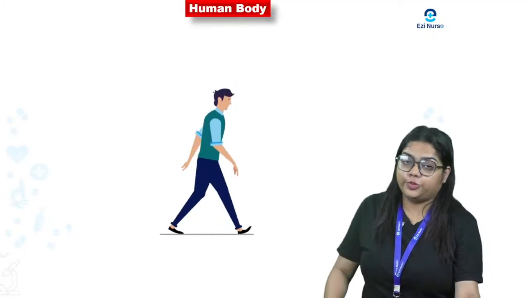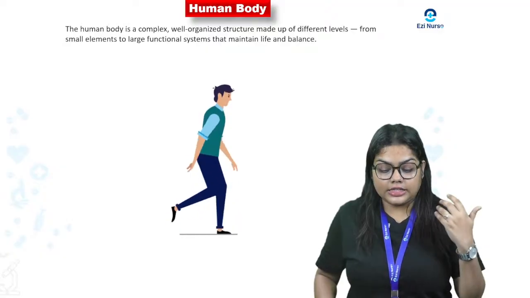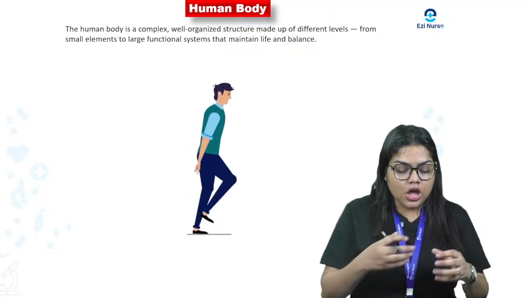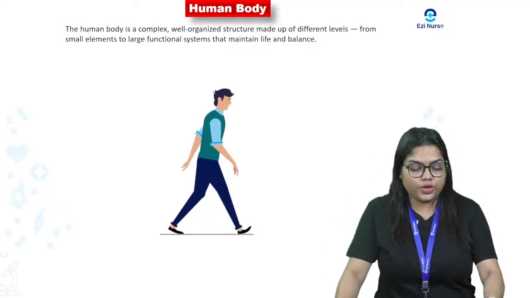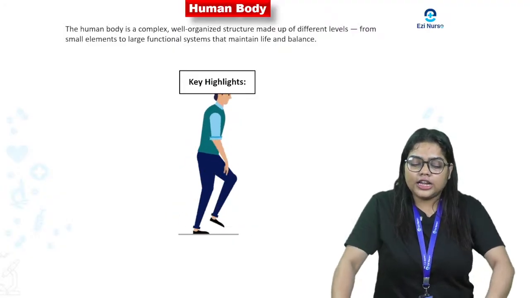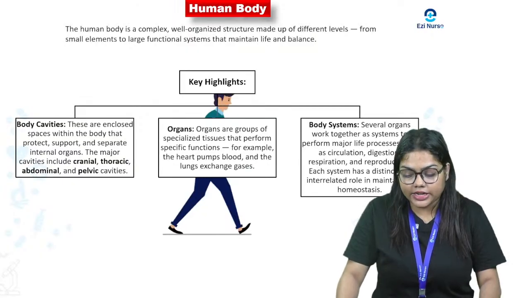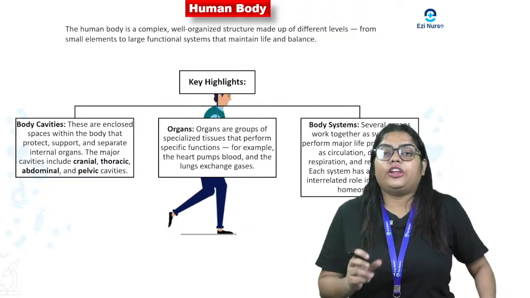Let's talk about the human body. Our human body is a very complex, well organized structure made up of different levels, from small elements to large functional systems that maintain our life balance. There are some key highlights we have to mention. In our body we have body cavities, organs and systems. So what is a cavity actually?